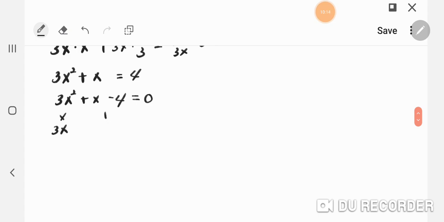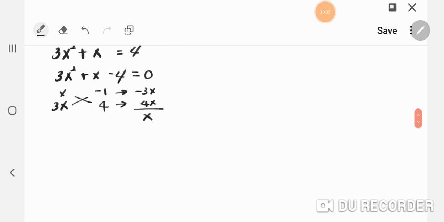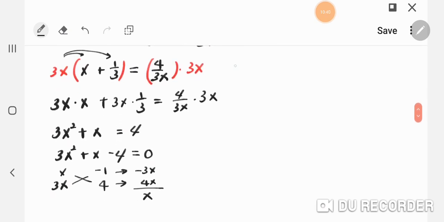Negative 4 is 1 times 4. And then we want to make x. The sum of the cross multiply should be x. So let's put 1, negative 1, 1. And then the cross multiply is negative 3x. This one is 4x. The sum is x. So we got the sum, which is the same as the second term. Why don't we move to the right? So we have x minus 1 times 3x plus 4 is equal to 0.